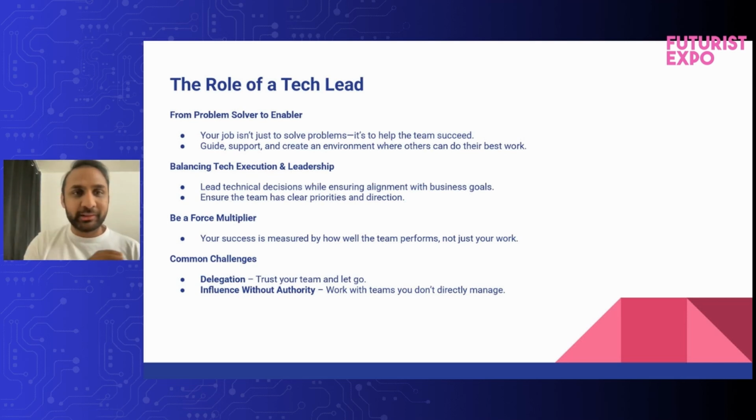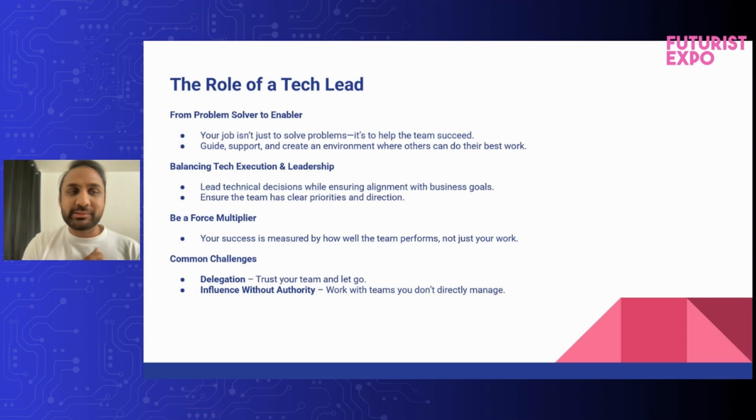So being a tech lead is about balancing tech execution and leadership. You need to make decisions so that they're aligned with the business goals. You need to make sure the team is going in the right direction with the right priorities. Think of yourself as a force multiplier.